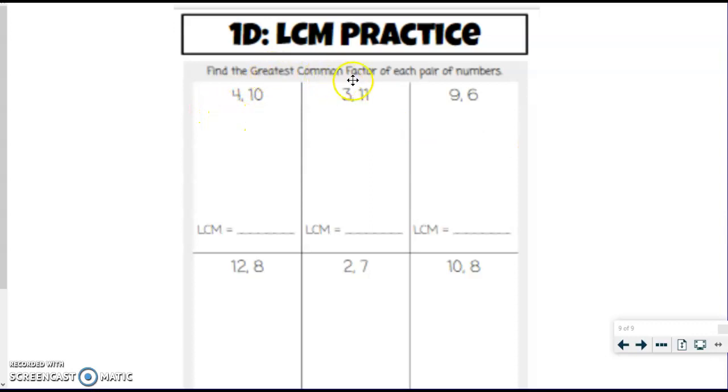And I know it says greatest common factor. I'm sorry for that typo again. It is asking for the least common multiple. So when it says LCM here, that's what I'm looking for. Sorry about that typo. I guess I need to read more carefully.